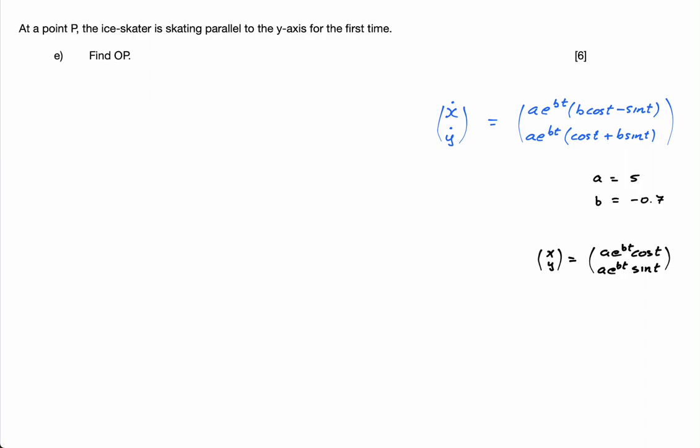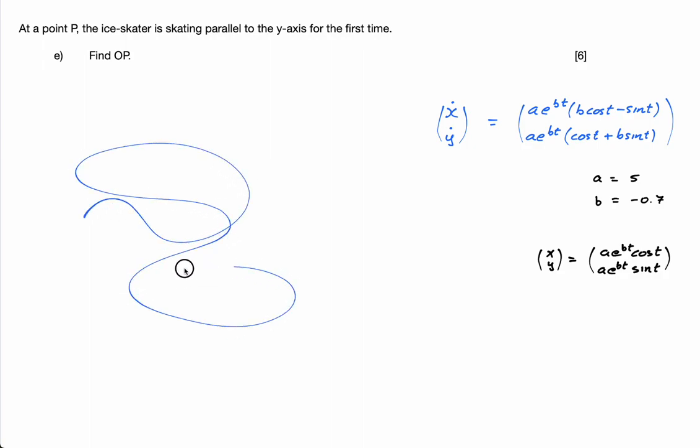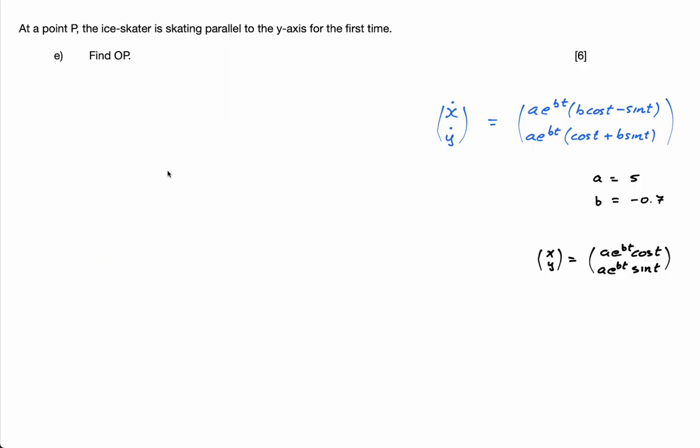Okay, part E, right? This is arguably the hardest part of this question. It says at a point P, the ice skater is skating parallel to the y-axis for the first time. Find OP, so that's the length or the distance OP. Now, the first thing to think of, guys, is look, the skater's moving around. Well, he's probably moving around all over the place, like he's skating around the ice rink.